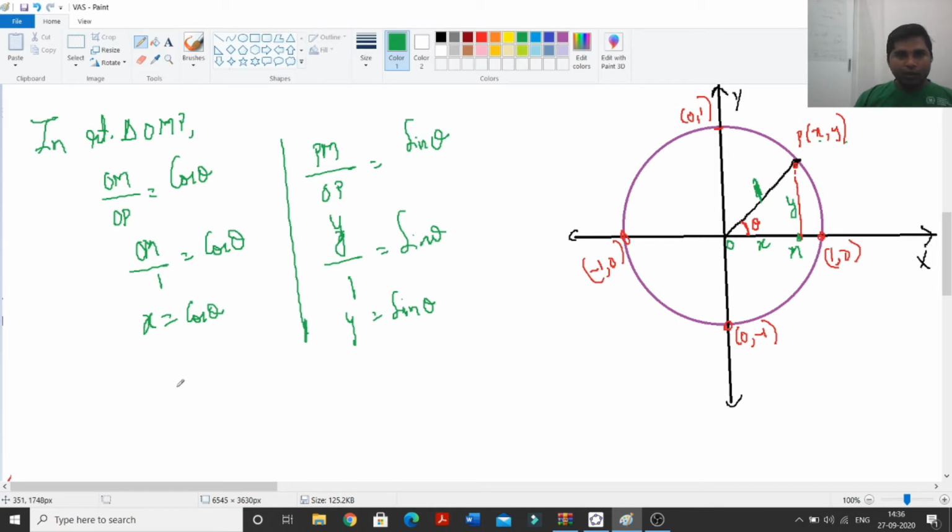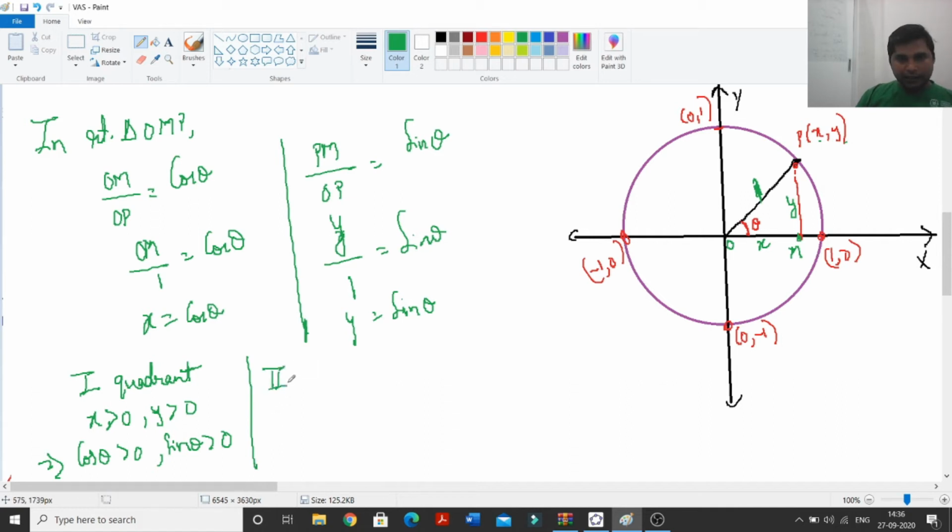Now in the first quadrant, x and y both are positive. x is greater than 0 and y is greater than 0. And we know x is cos theta. So cos theta will be greater than 0, and sin theta is greater than 0. So both are positive. That's what we discussed using the graph.